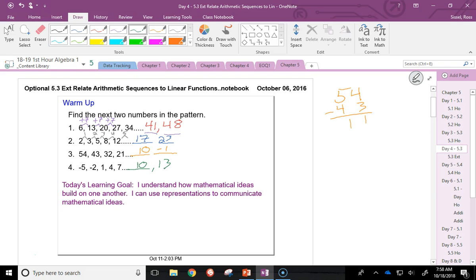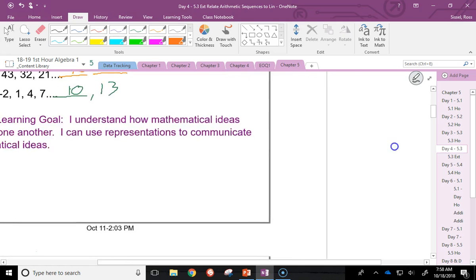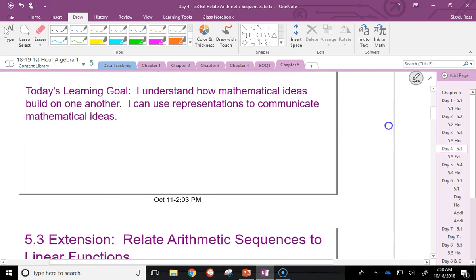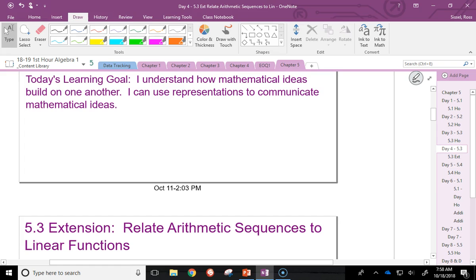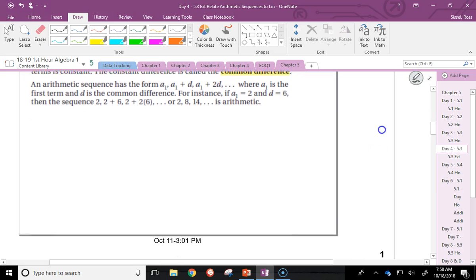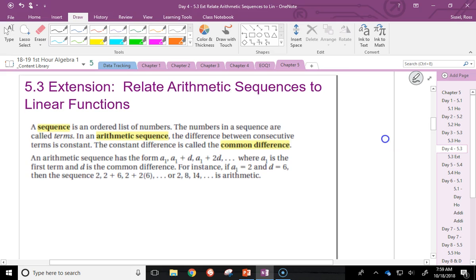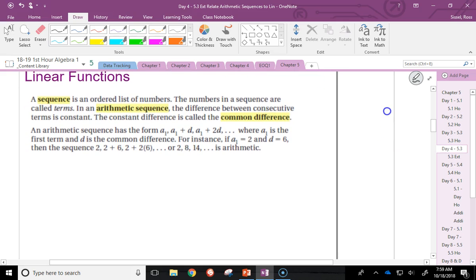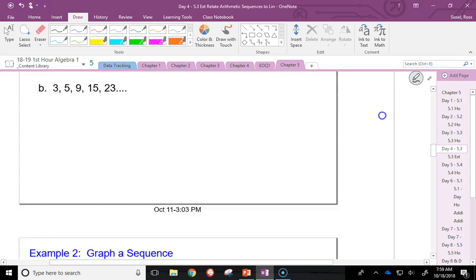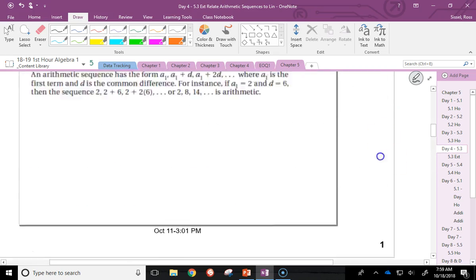Okay. Today our learning goal is that I can understand how mathematical ideas build on one another, and I can use representations to communicate mathematical ideas. My picture didn't stay, I don't think. Oh yeah, that did. Okay.